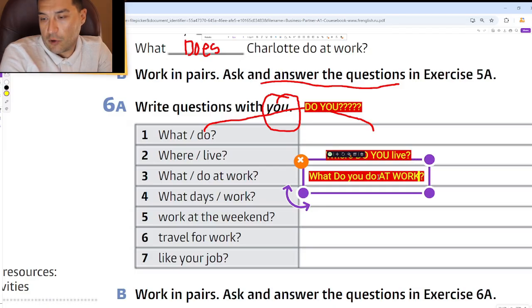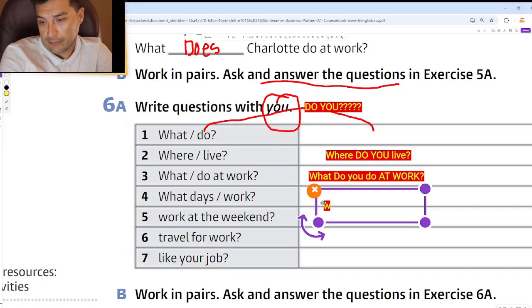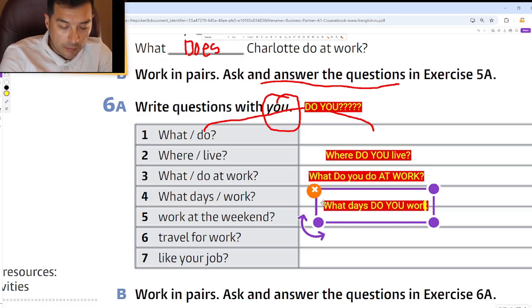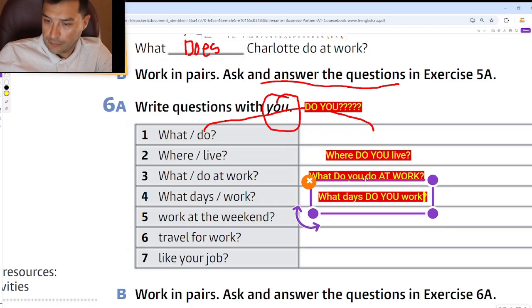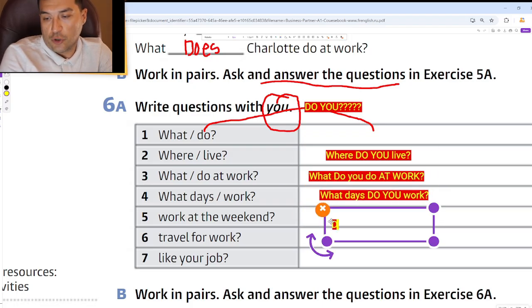Now they have a little more information. At work. Not at home. Not at the park or at the beach. At work. Number 4, what days? Do you? What days do you work? Remember, we need do you. Do you work at the weekend?